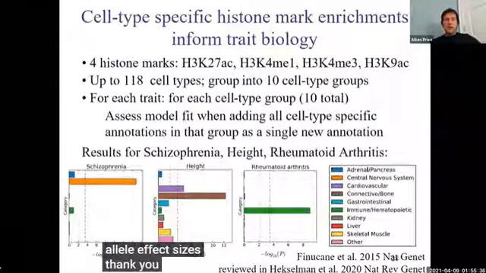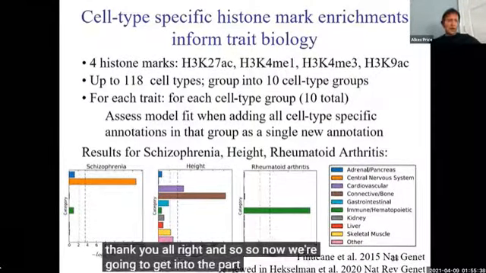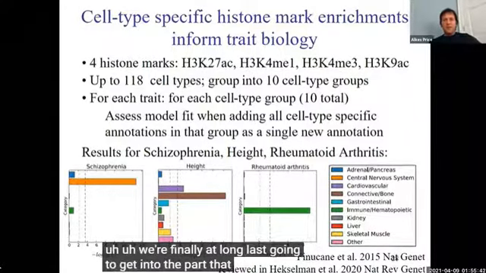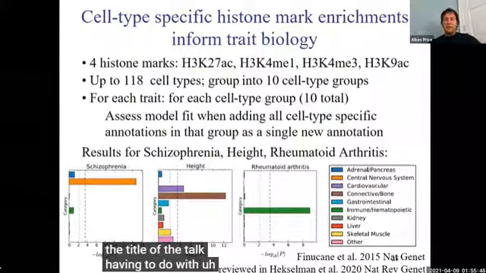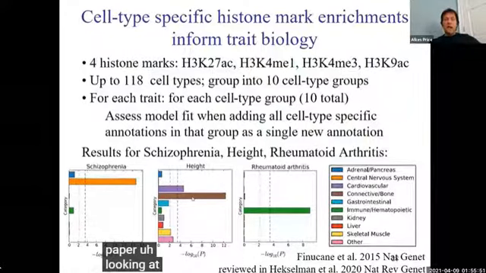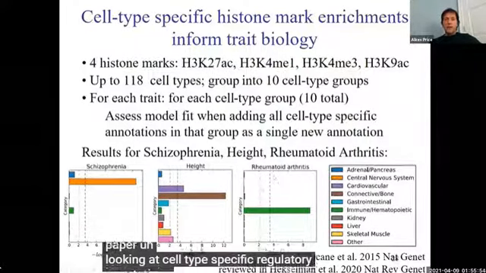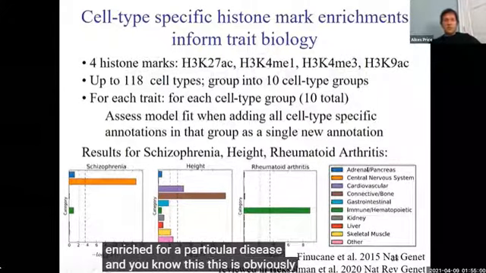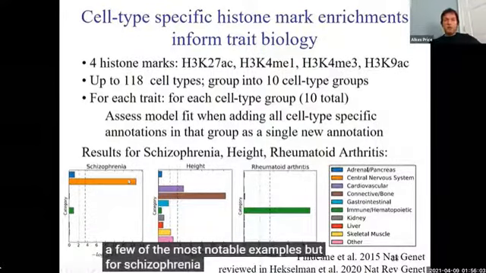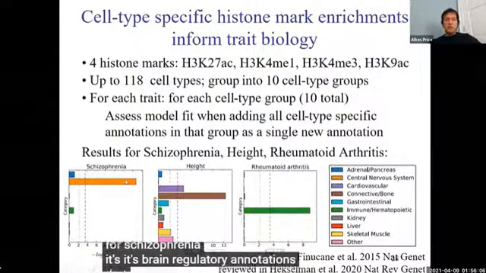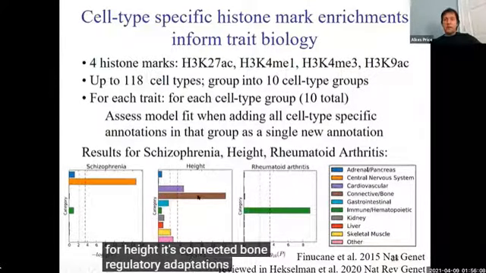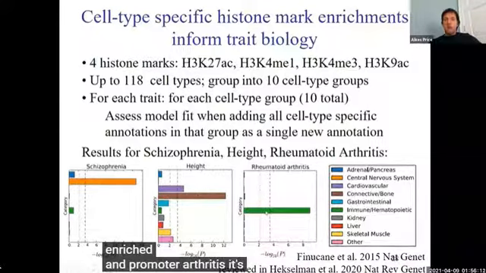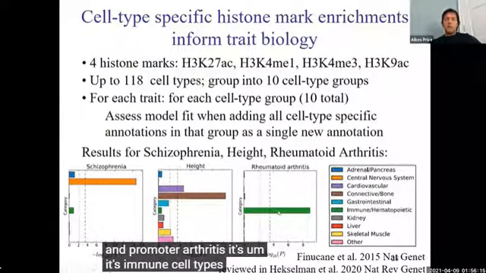Thank you. All right. And so now we're finally, at long last, going to get into the part that corresponds to the title of the talk, having to do with inferring disease critical cell types. This is in the original 2015 paper looking at cell type specific regulatory annotations, looking at the ones that were most enriched for a particular disease. This is obviously just a few of the most notable examples, but for schizophrenia, it's brain regulatory annotations that are most enriched. For height, it's connective bone regulatory annotations that are most enriched. And for rheumatoid arthritis, it's immune cell types that are most enriched.